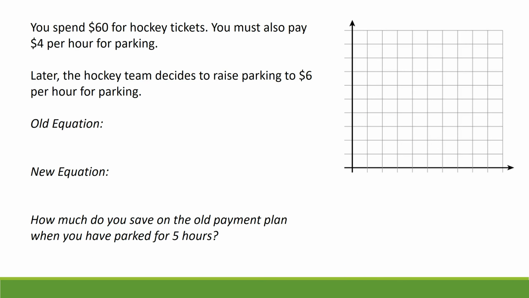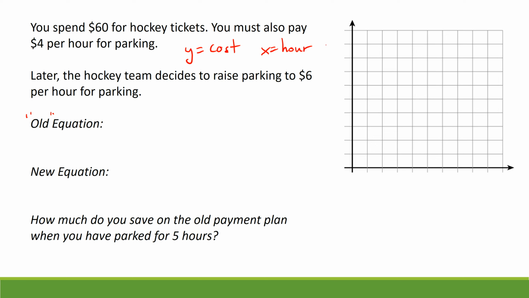You spend $60 for hockey tickets. You must also pay $4 per hour for parking. So we're going to call this the old equation. Let's represent this problem right now. Y is going to equal, again, the cost. And in this case, we have X representing the per hour parking.